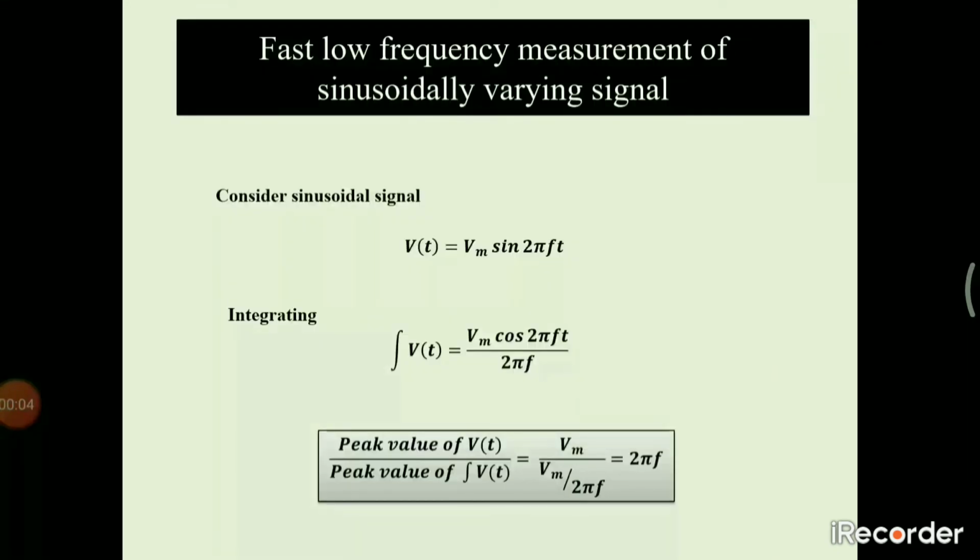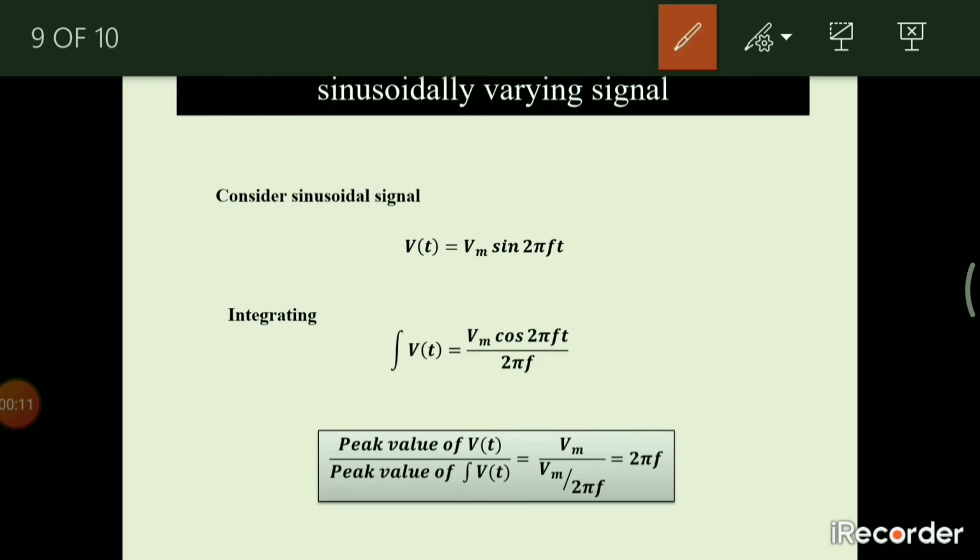Next point is fast low frequency measurement of a sinusoidal varying signal. Consider a sinusoidal signal. Let's say V of t is a sinusoidal signal. So it is represented as Vm sin of 2 pi ft, where f is the frequency of that signal and Vm is the magnitude or peak value of V of t. Then after integrating that V of t signal, we'll get the integral of V of t equal to Vm cos of 2 pi ft divided by 2 pi f.